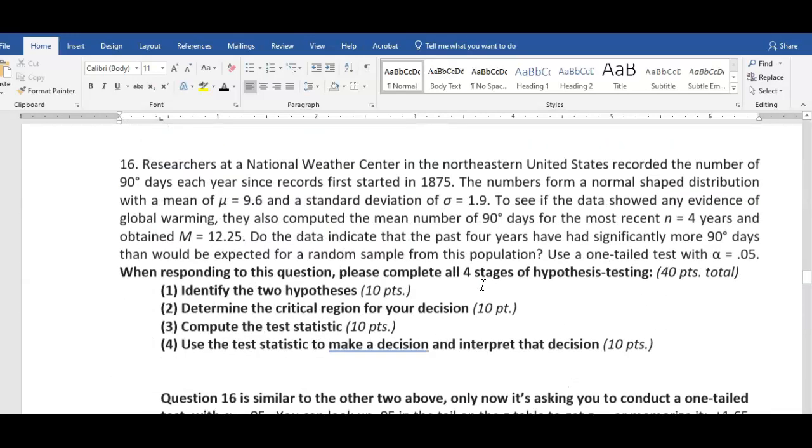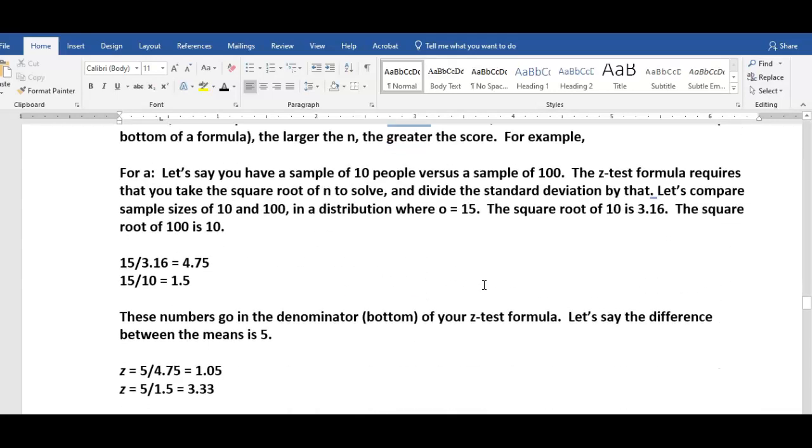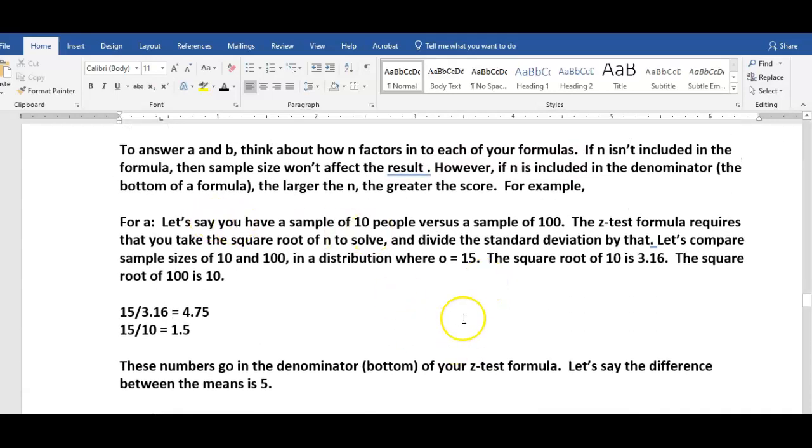Okay, so why does that square root of n matter? Let's say we have a sample of 10 people versus a sample of 100. The z-test formula requires that we take the square root of n to get that standard error of the mean, and then we divide the standard deviation by that. So let's compare sample sizes of 10 and 100 in a distribution where the standard deviation is 15. The square root of 10 would be 3.16, and the square root of 100 would be 10.